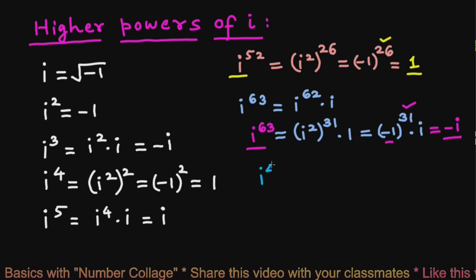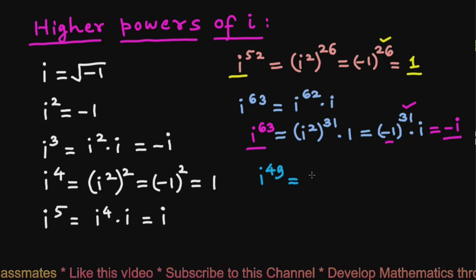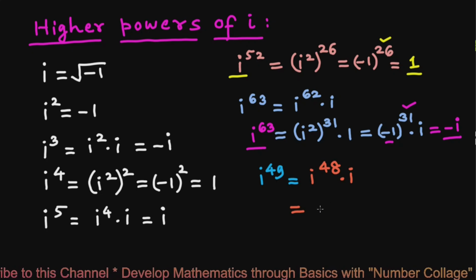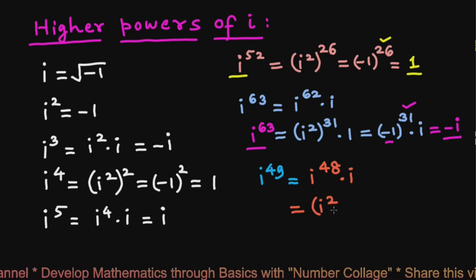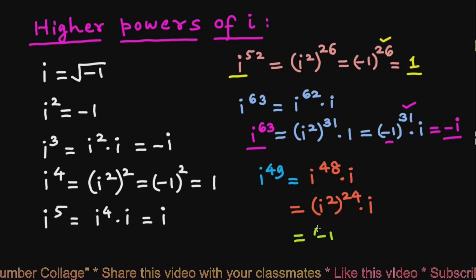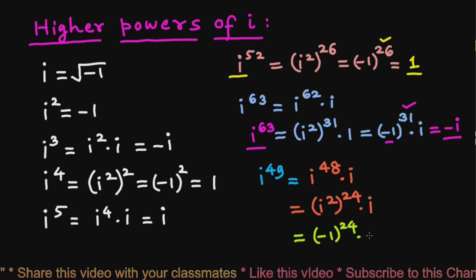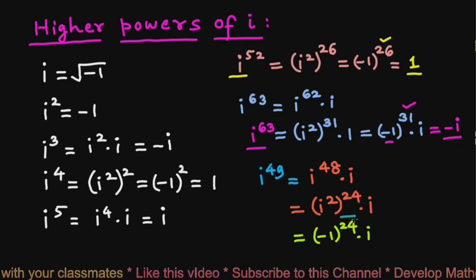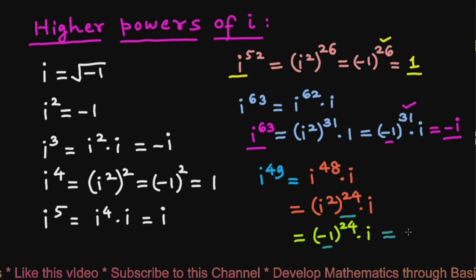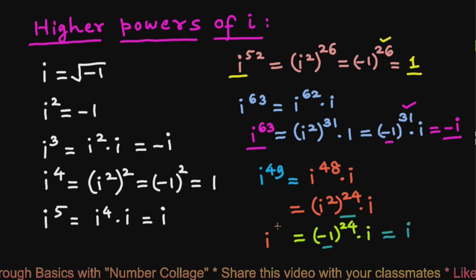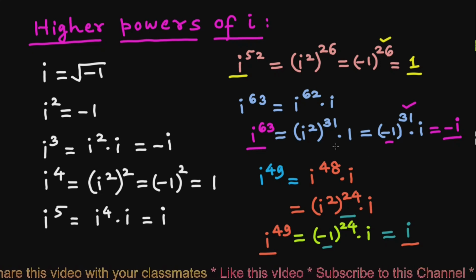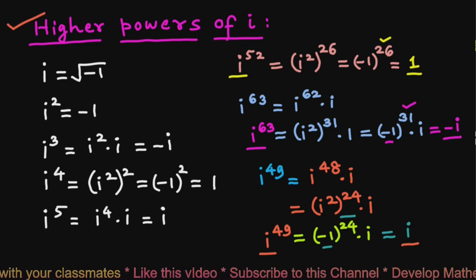What will be i raised to 49? We write it as i raised to 48 into i. i raised to 48 we write as i square raised to 24 into i, that will be minus 1 raised to 24 into i. But since even power of minus 1 is plus 1, it will be 1 into i. That means i raised to 49 is i. So in this way we can easily find higher powers of i.